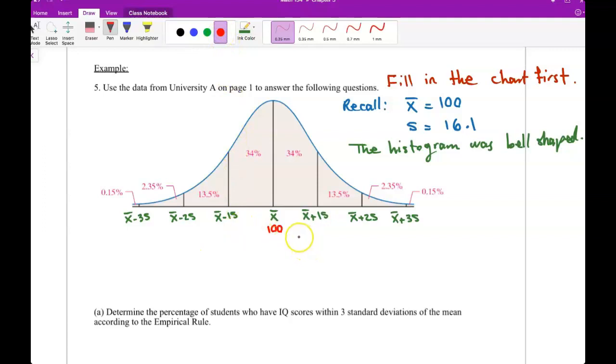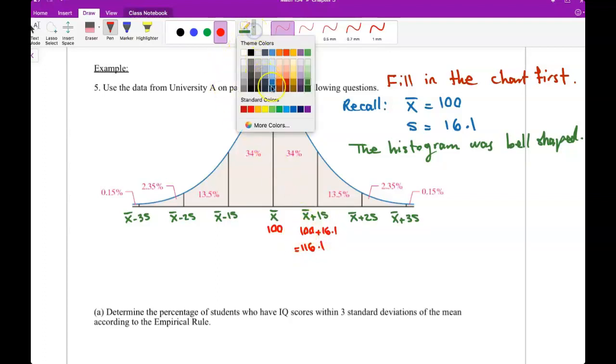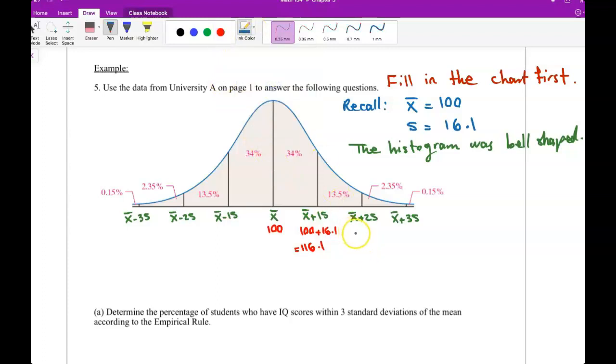Okay, so let's find the answer for each one. The mean was 100. Here is 100 plus 1 times 16.1, so that is 116.1. Now here is 100 plus 2 times 16.1. That is equal to 132.2.